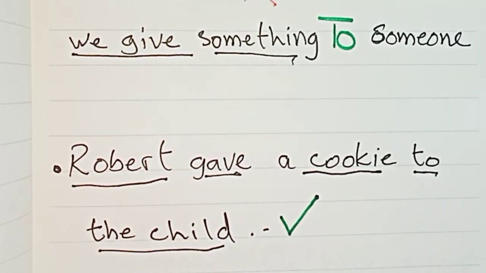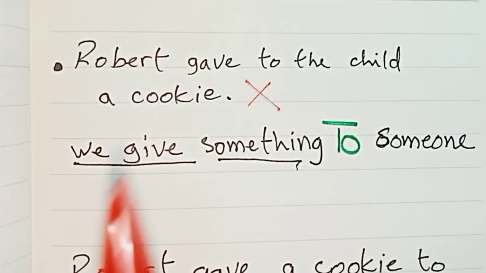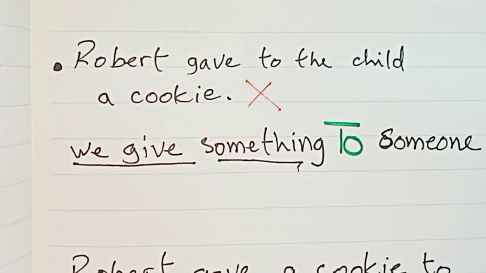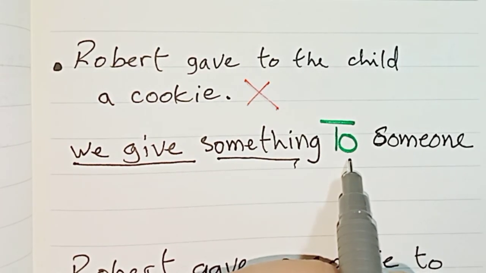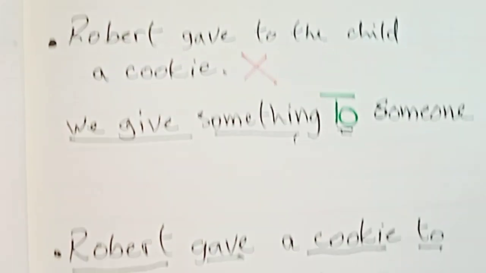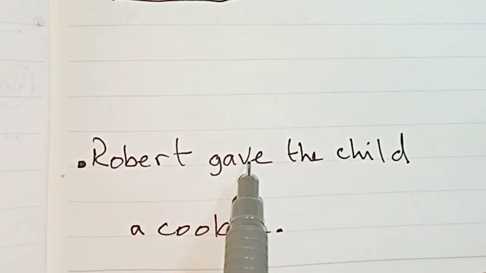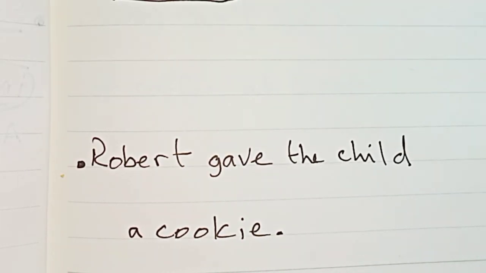However, the good news is you can keep the first form, this form, Robert gave to the child a cookie. However, we need to remove 2. We need to drop 2, and the result would be like this. Robert gave the child a cookie.